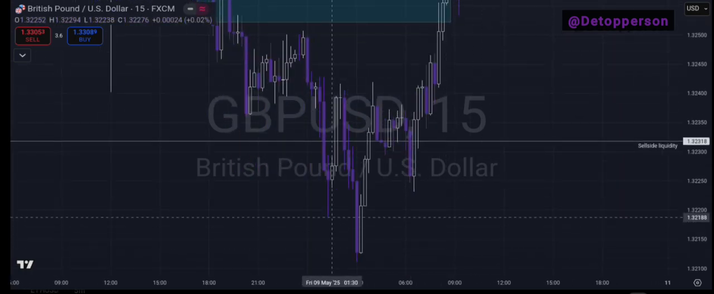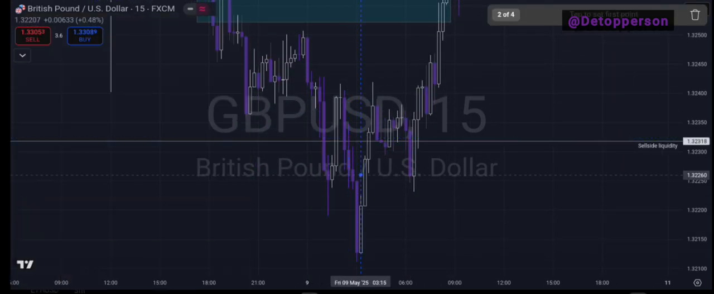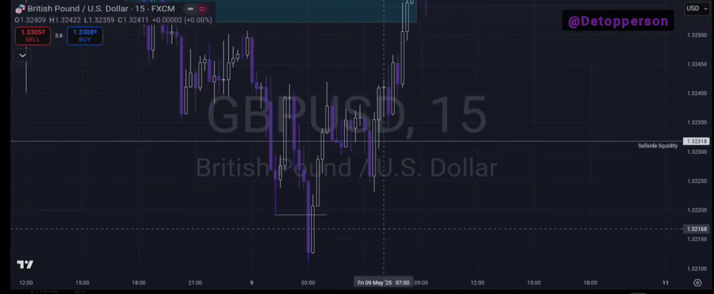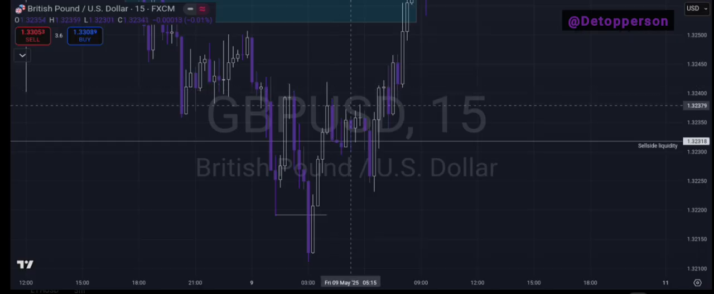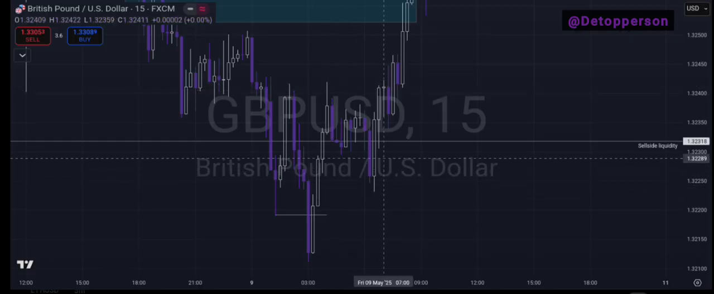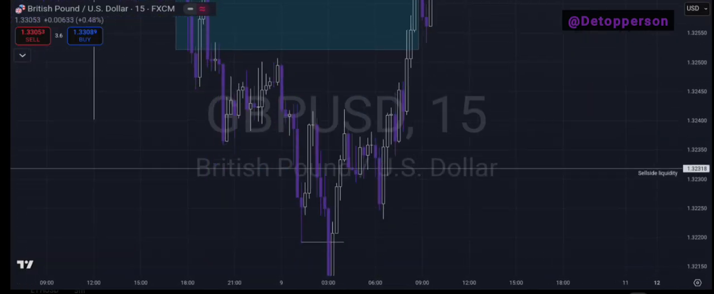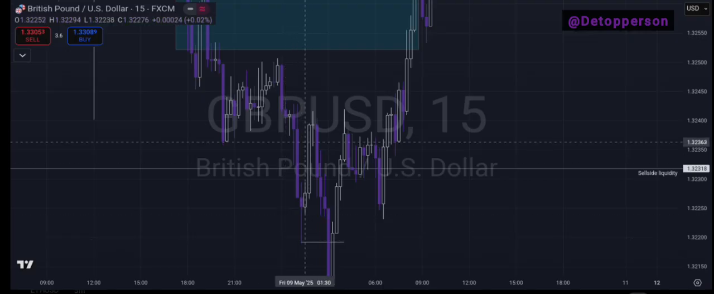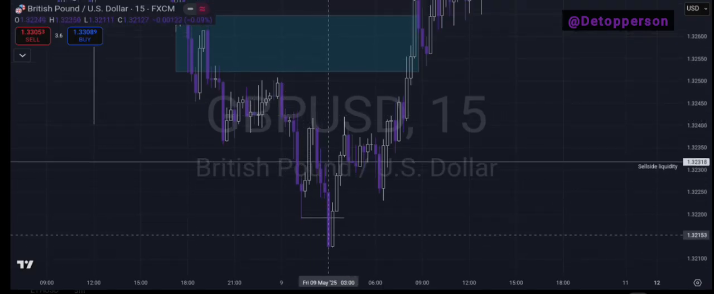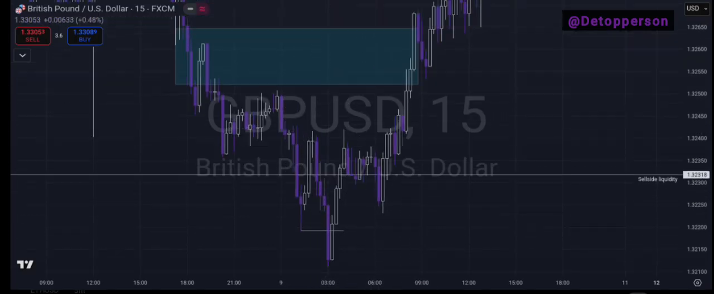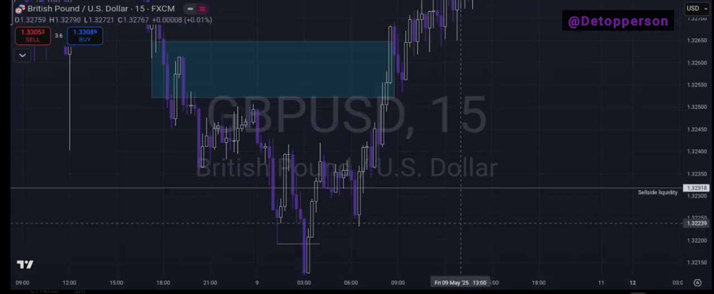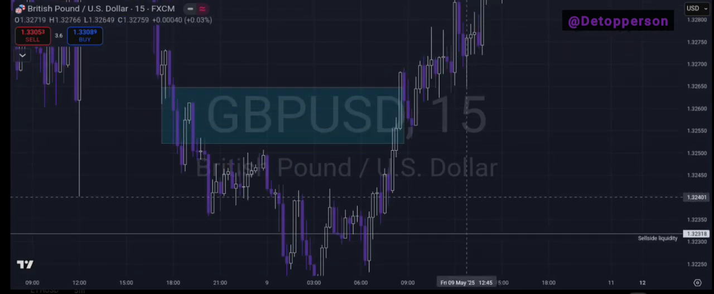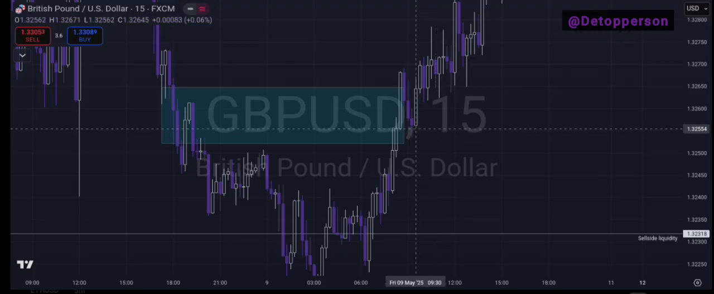First off, sweep of this low, price expanded, mitigated this fair value gap, and then expanded to the upside. Okay, so we have this lower high, lower low, lower high, and then we have this lower low. Then price started expanding after mitigating the fair value gap. Okay, so now on the 15 minutes time frame, we had what?